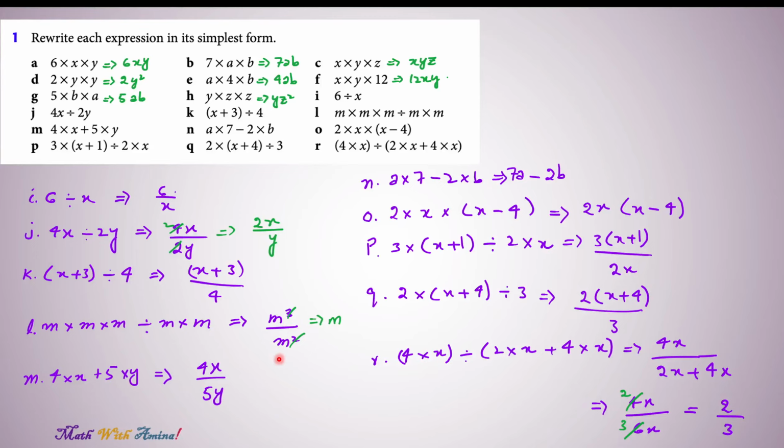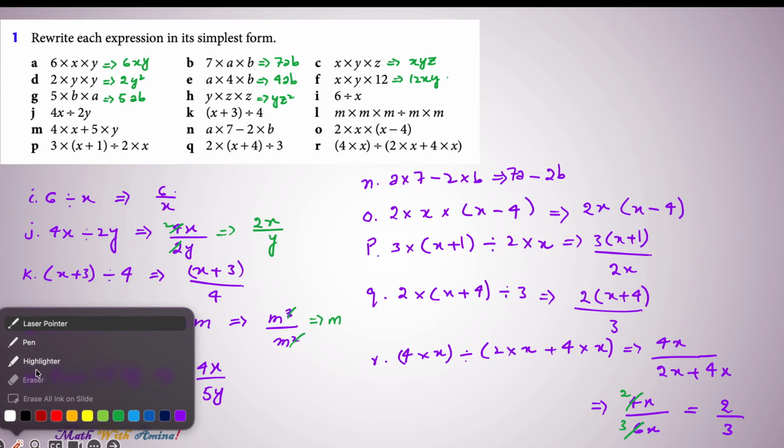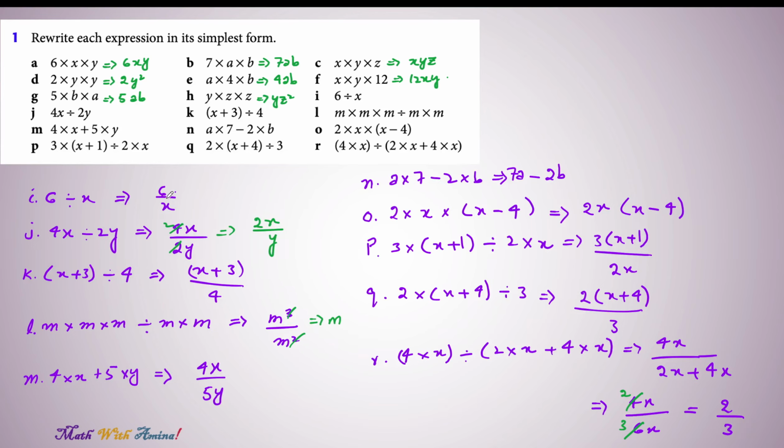If we simplify it further, the power of 2 gets cancelled with this, and we are left with m raised to the power of 1. Next we have 4 multiplied by x plus 5 multiplied by y, so it will become 4x plus 5y. Sorry, it is the addition sign. I had taken it for division, so it would be 4x plus 5y.